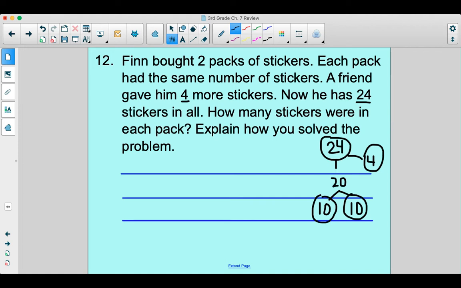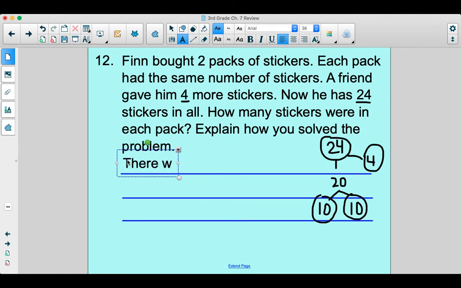So Finn bought 2 packs of stickers. Okay. Pack 1, pack 2. Each pack had the same number of stickers. A friend gave him 4 more stickers. Now he has 24 stickers in all. How many stickers were in each pack? Okay. So we have to tell our answer and explain how we solved the problem. So there were 10 stickers in each pack.